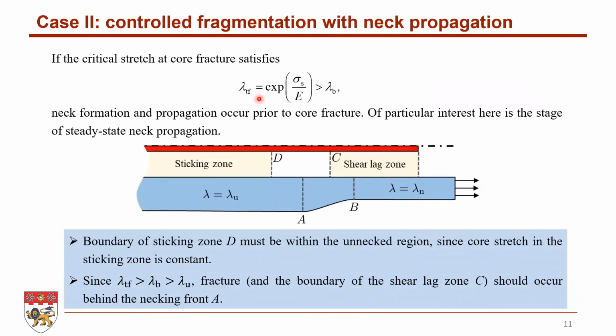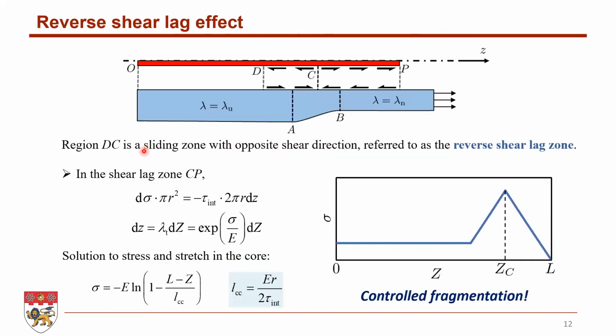And when the failure stretch is larger than lambda b, we come to case two. In this case, based on some analysis, we know that between the sticking zone and the shear lag zone arises another region DC. And the region DC turns out to be a sliding zone with opposite shear direction to that in the shear lag zone. This region DC is referred to as the reverse shear lag zone.